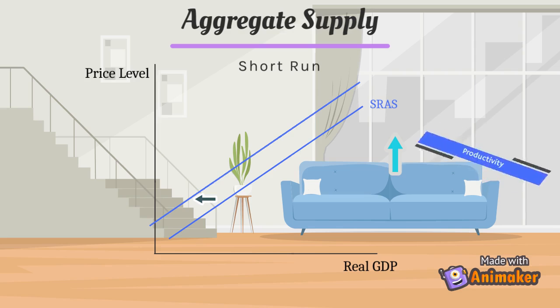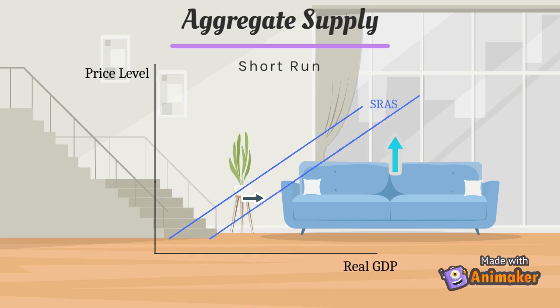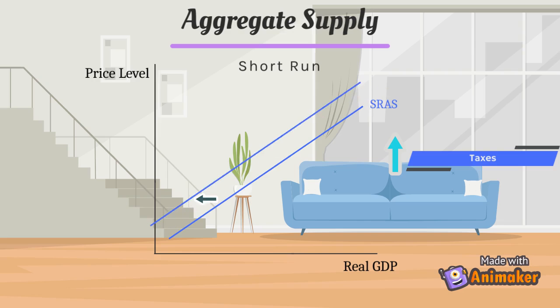Next is productivity. When productivity increases due to advances in technology or improvements to human capital, such as better education or health, SRAS shifts to the right, and decreases in productivity will shift SRAS to the left. Another factor is the legal institution environment. When the government imposes taxes on producers, they'll supply less at every price level, shifting SRAS to the left. In contrast, when the government offers subsidies, SRAS will shift to the right.